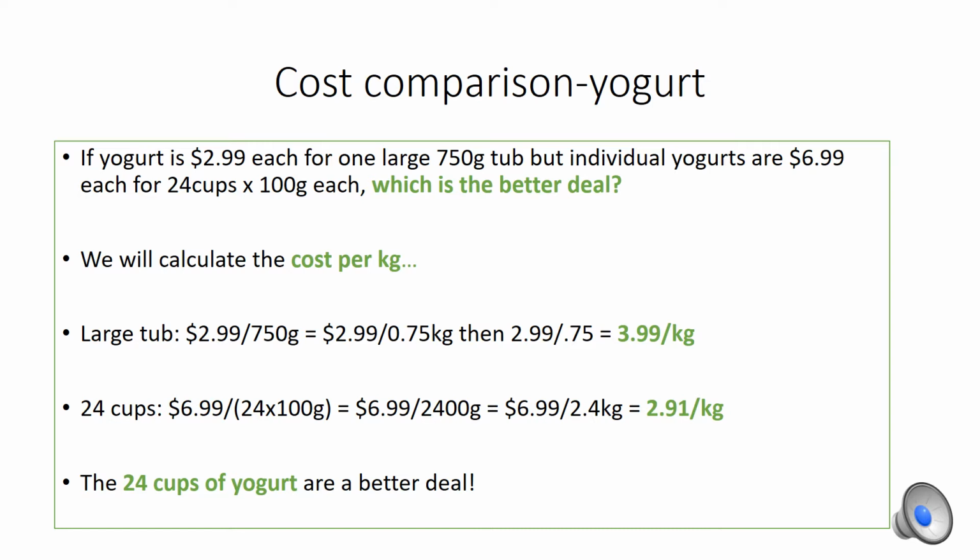So for the large tub of yogurt, it's $2.99 divided by 750 grams, which equals $2.99 divided by 0.75 kilograms. Then $2.99 divided by 0.75 equals $3.99 per kilogram. For the 24 cups, we have $6.99 divided by 24 cups times 100 grams, which gives us $6.99 divided by 2,400 grams, which is also $6.99 divided by 2.4 kilograms, which equals $2.91 per kilogram. So the individual cups in the large pack are a better deal.